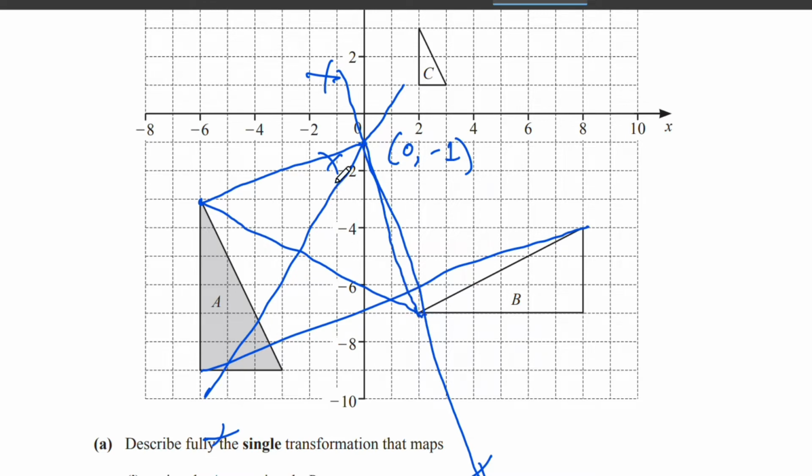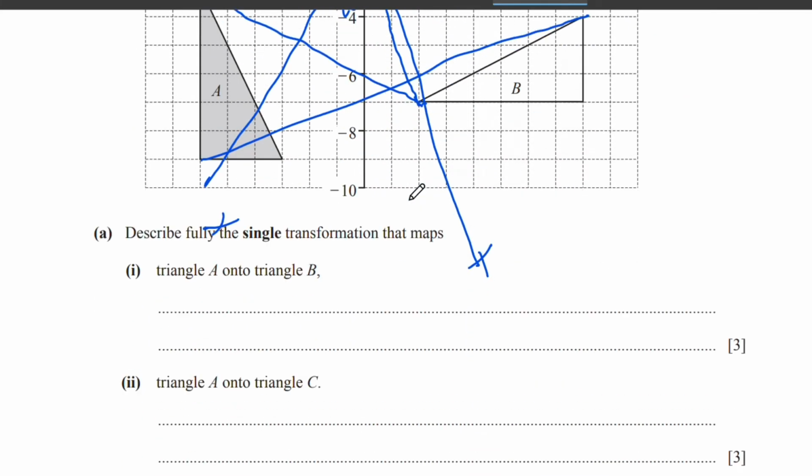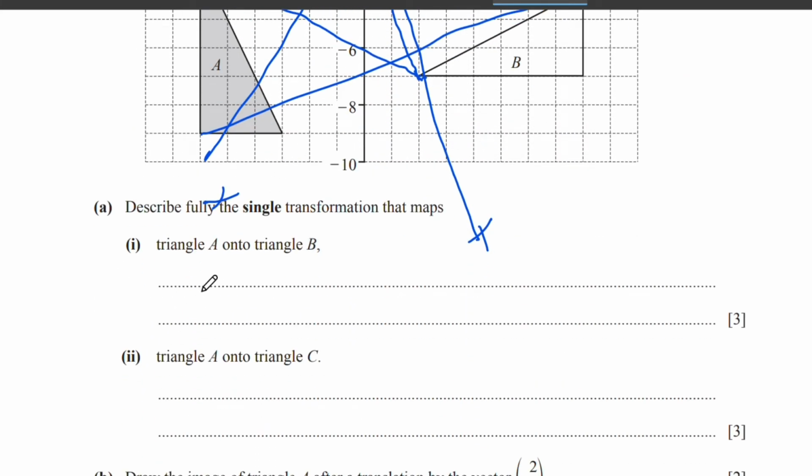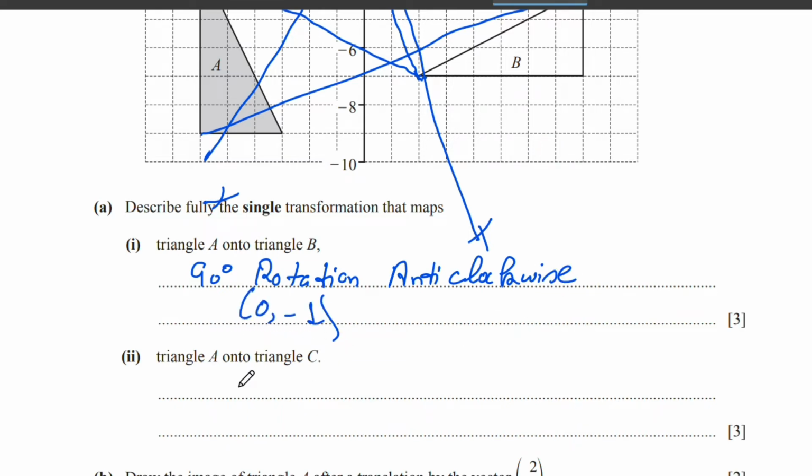Now with the help of a protractor, you will see that this angle is 90 degrees and it is being rotated anti-clockwise. So it's an anti-clockwise rotation around the point (0, -1). So our answer will be a 90 degree anti-clockwise rotation about the point (0, -1).